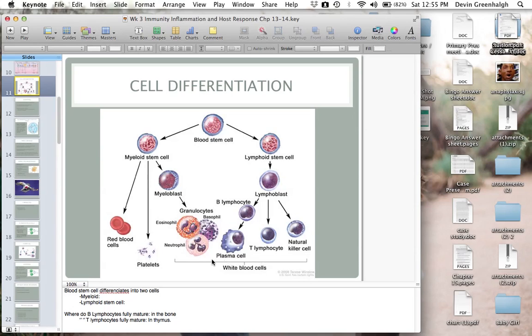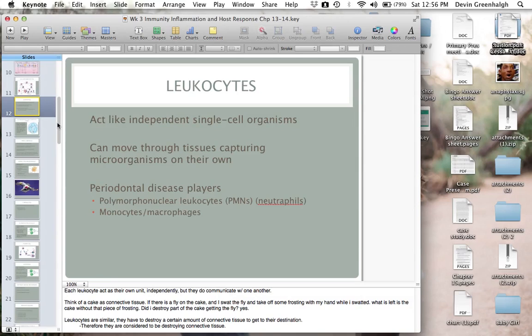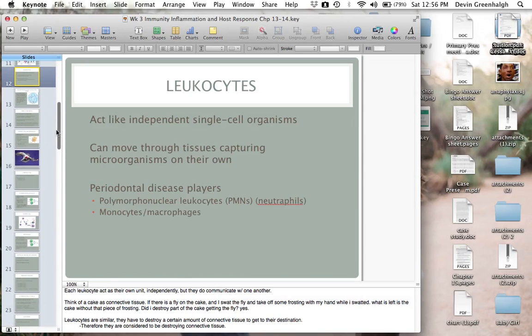So, also important to remember, where do B lymphocytes mature? In the bone. B equals bone. Where do T lymphocytes mature? In the thymus. T for thymus. Okay, leukocytes. Leukocytes act like independent single-cell organisms.